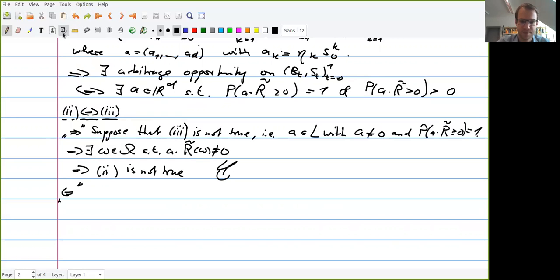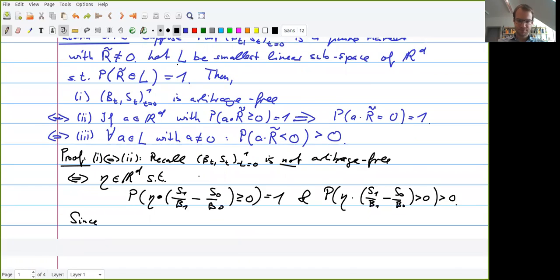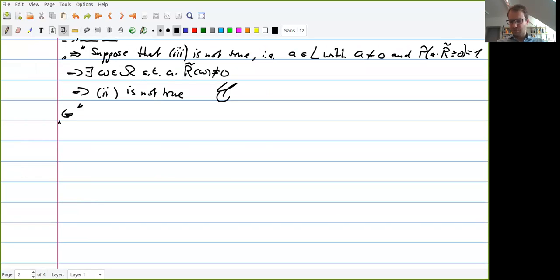Going back here. So basically the technical equivalence now tells us that it's actually sufficient to consider only A's in the linear subspace L instead of the whole R^d. So why is this actually enough? So let's assume, unsurprisingly, that (iii) holds true.